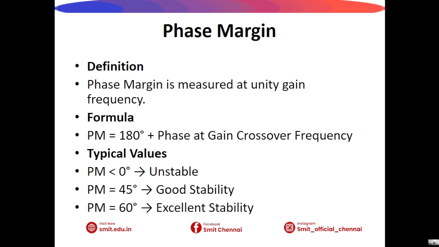Next, we see the phase margin. Phase margin is measured at the gain crossover frequency, where the gain becomes unity or 0 dB. It represents the additional phase lag required to bring the system to the verge of instability. Designers typically aim for a phase margin between 45 and 60 degrees to achieve a good balance between stability and speed.